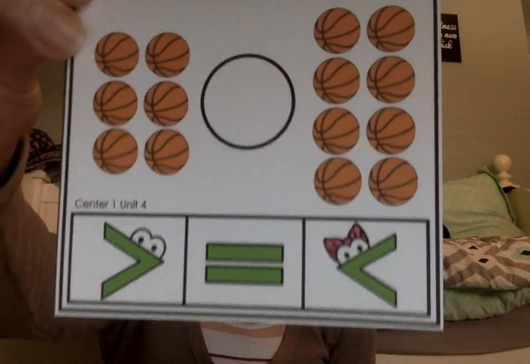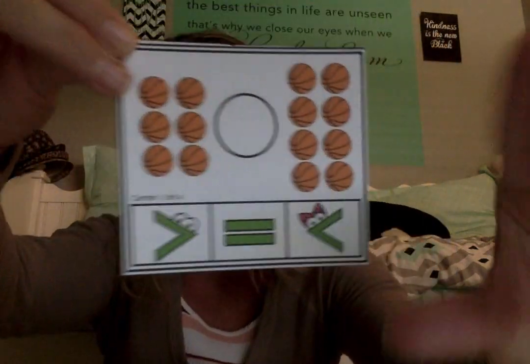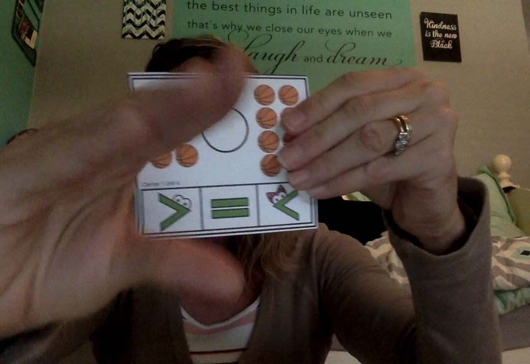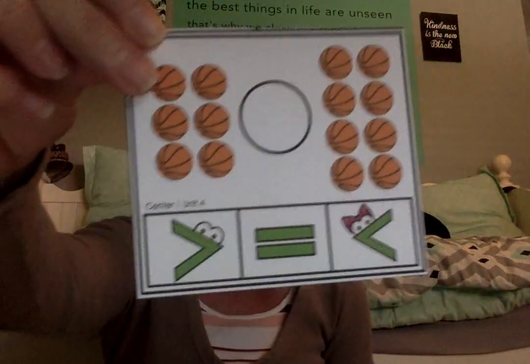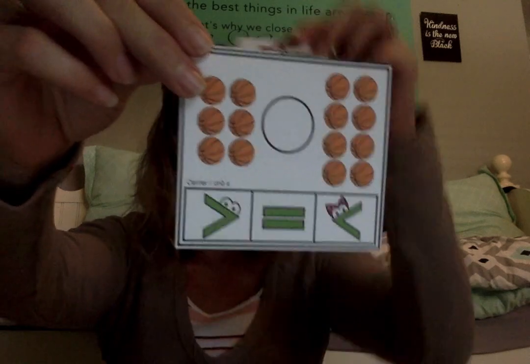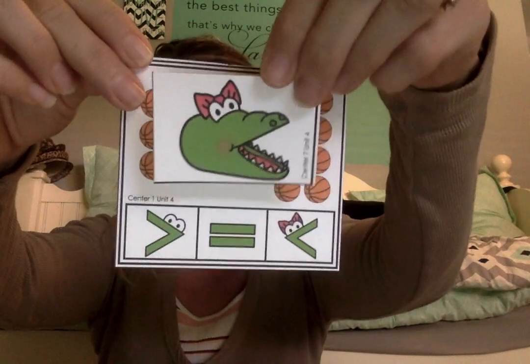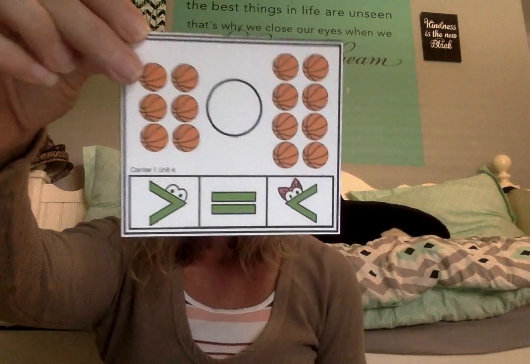This one. 2 equals in a row. Is this another equal? Oh, he wants to eat some basketballs, or she does. Which one? Open your mouth to the greater number. Yes, very good. Remember, we read top to bottom, left to right. So 6 is less than 8. Yay! You did such a good job.